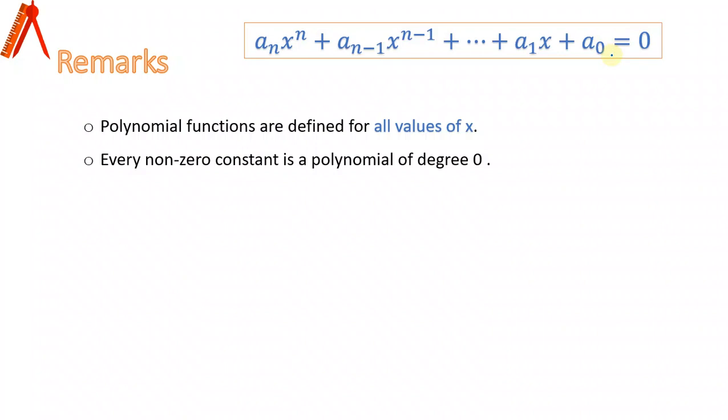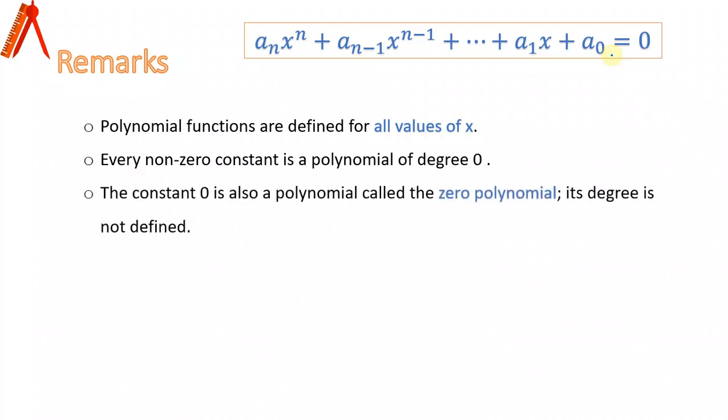So we are neglecting that x power 0, so we get a constant. So we can generally say every non-zero constant is a polynomial of degree 0. The constant 0 is also a polynomial, called the zero polynomial.